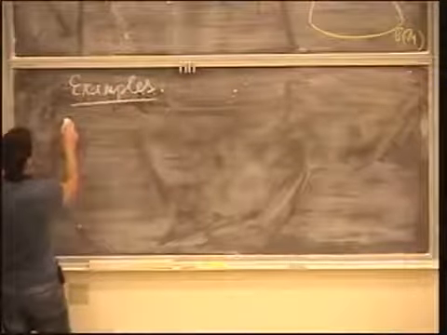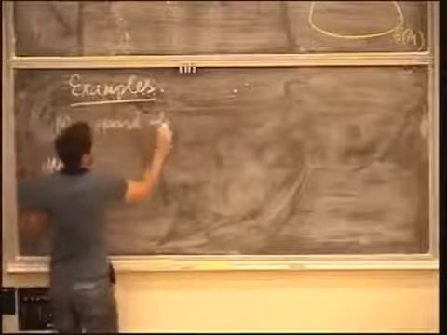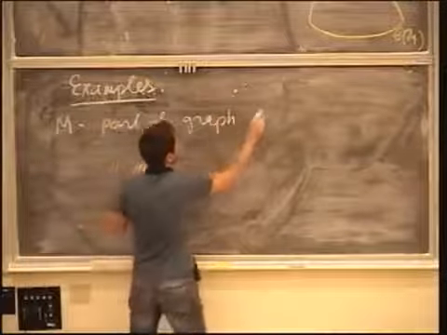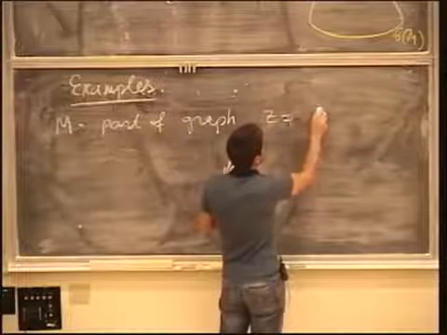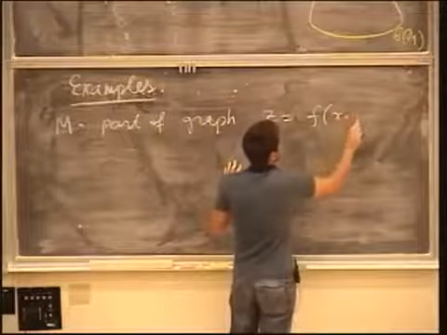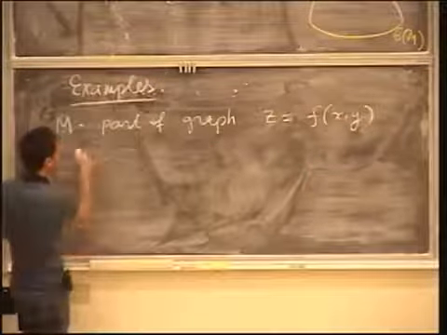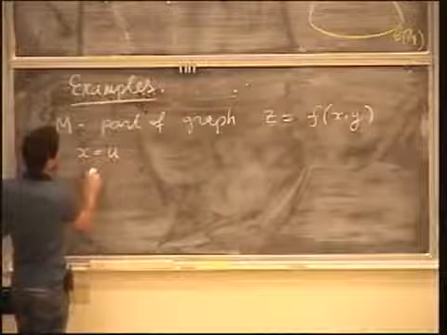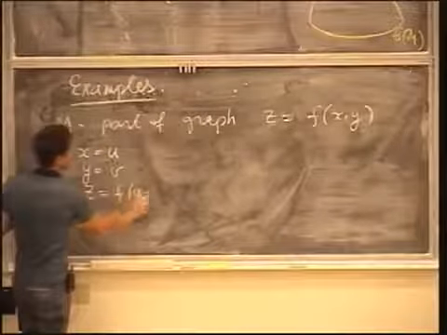If the surface M is part of a graph of a function z equals f of x, y. In this case, we can just choose x and y as auxiliary parameters. So, or if you will, we can say x is u and y is v, and z is f of u, v.